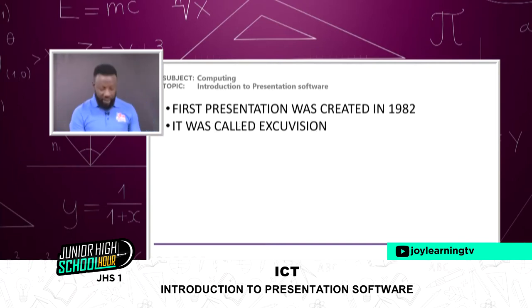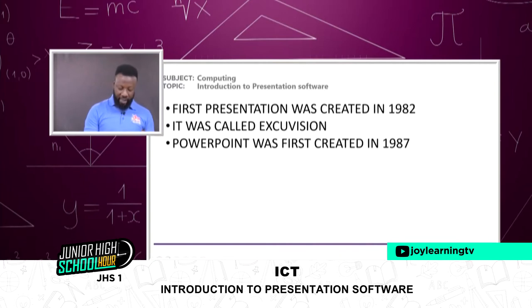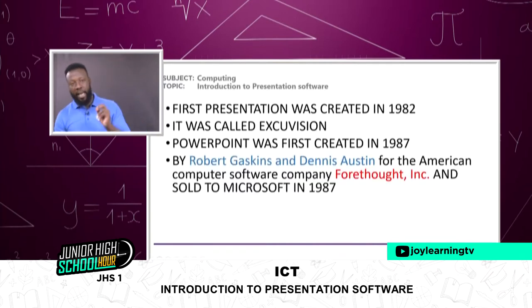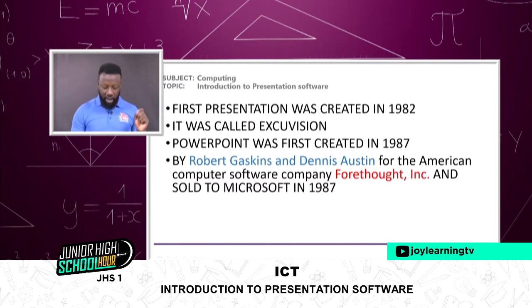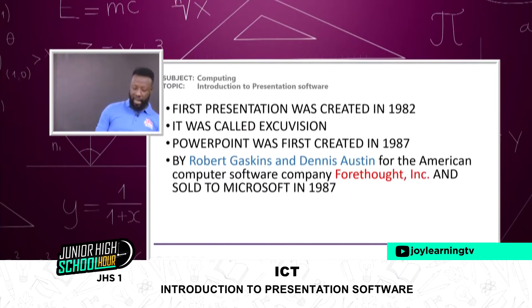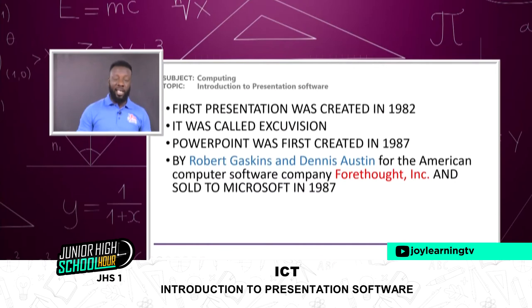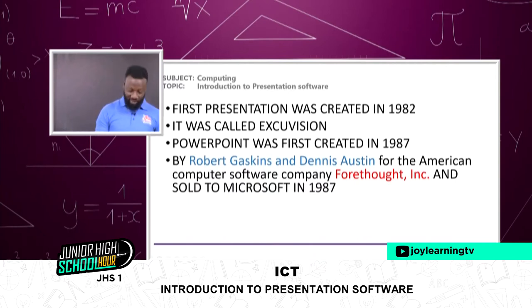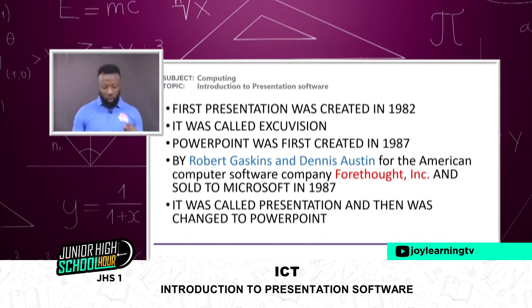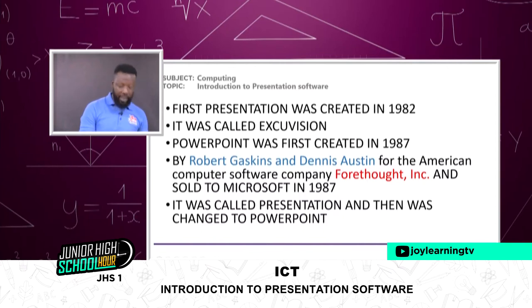So we said the first presentation software was created in 1982. It was called VCN Visicon. PowerPoint was first created in 1987 by Robert Gaskins and Dennis Austin for the American computer software company Forethought, and sold to Microsoft in 1987. How much was it sold for? A whole lot of money, $40 million. Even for today, if you come across $40 million, it's a lot of money. It was called Presentation and then changed to what? PowerPoint. That is in the same year as what? 1987.